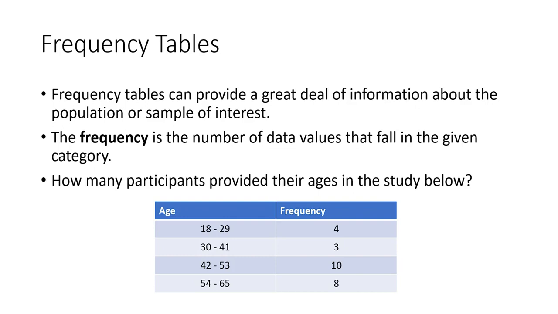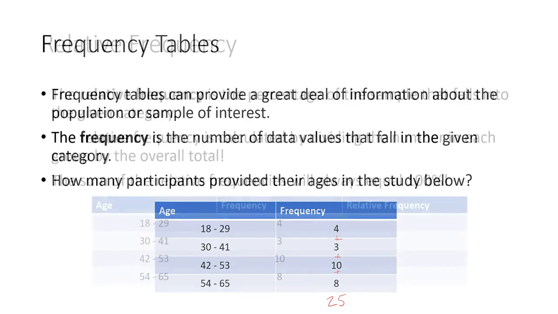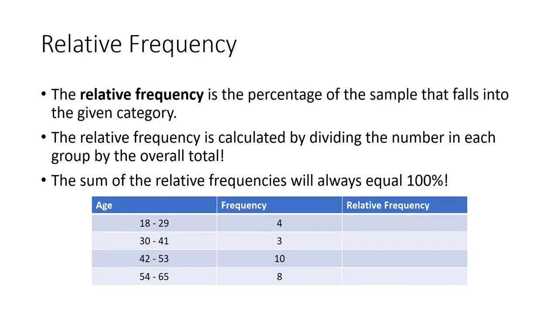And so if we want to determine how many provided their ages, we're just going to add all these values up. And so the total number of participants would be 25. The relative frequency is the percentage of the sample that falls into the given category. And it's calculated by using the frequency for the group divided by the total number.